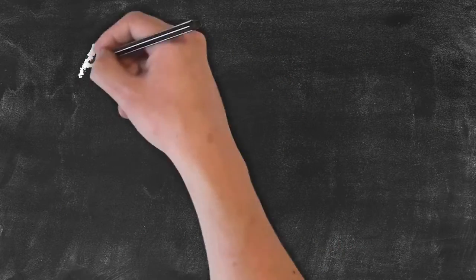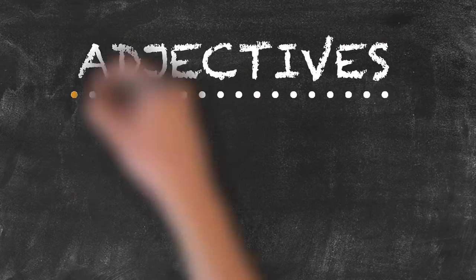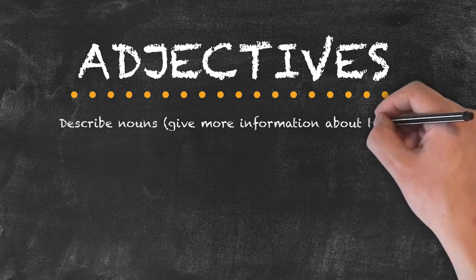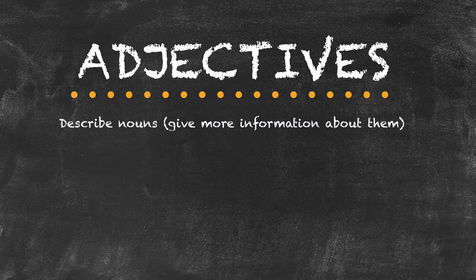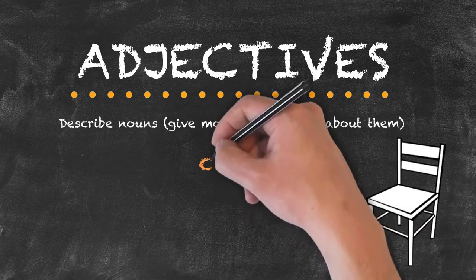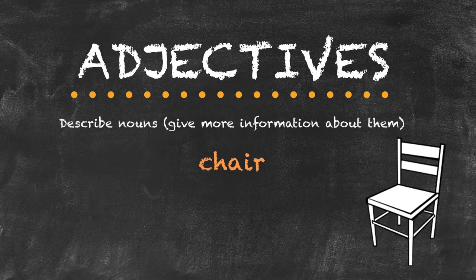Moving further down our list of parts of speech, we have our adjectives. Adjectives modify or describe nouns. Basically, they give more information about the noun. Here, we've used a noun such as chair. It could be any old chair. It's only the noun. If we want to describe the noun, we need to use an adjective before it.